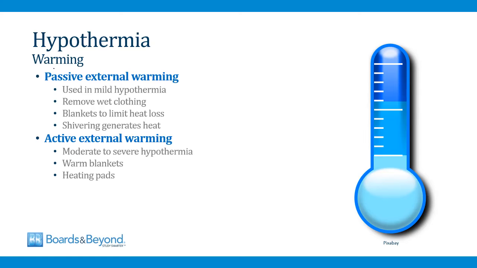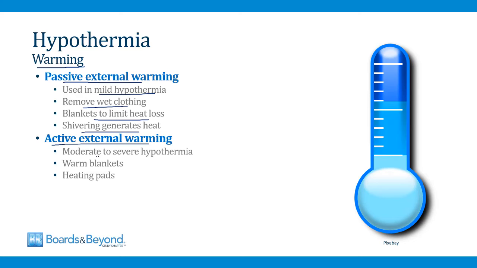The treatment for all forms of hypothermia is to warm the patient. The simplest way to do this is called passive external warming. This is used only in mild hypothermia. This involves removing wet clothing and giving the patient blankets to limit heat loss. The patient will continue to shiver to generate heat, and so the shivering coupled with the blankets leads to a rise in body temperature.